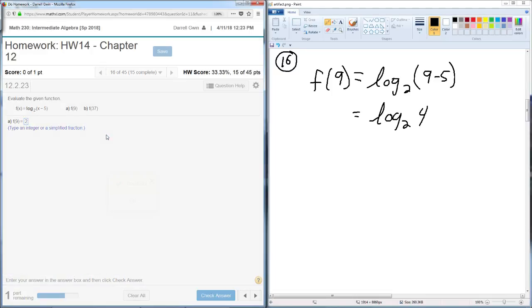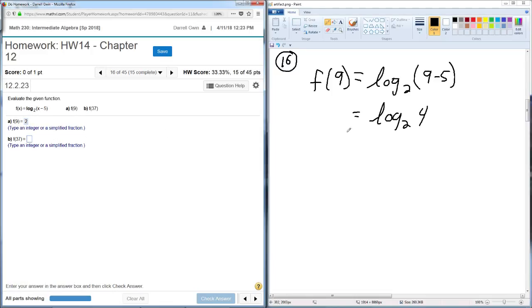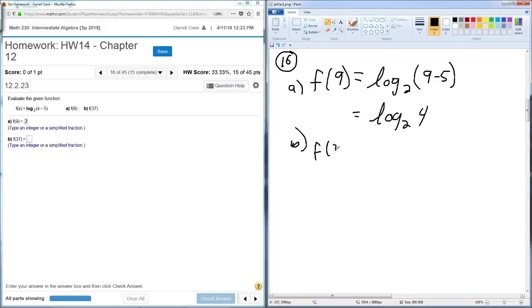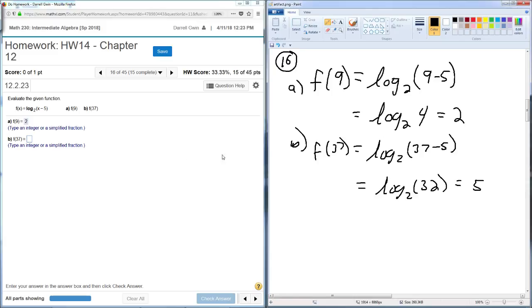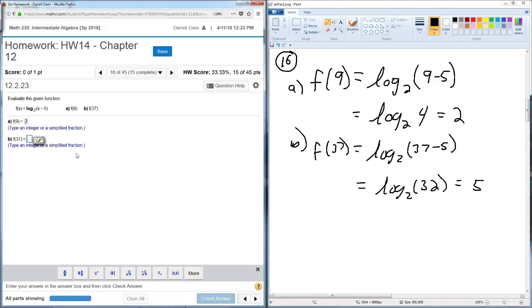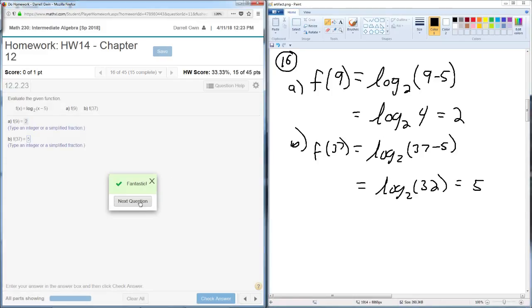There we go. 37. B, f of 37 equals log base 2 of 37 minus 5. I'm just plugging in 37 for x. And 37 minus 5 is 32. 2 to the power of 5 equals 32, so that's going to equal 5. I forgot to write this down. 5. There we go.